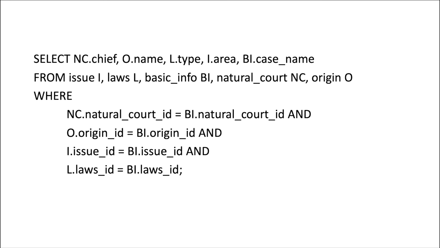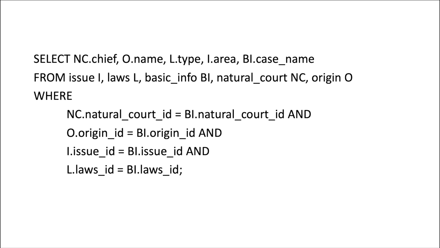Our 5-table join command is used to display information about the origin of various Supreme Court cases, the Chief Justice overseeing the case, and some other supplementary information. It combines the tables issue, laws, basic info, natural court, and origin. So let's take a look at the command.